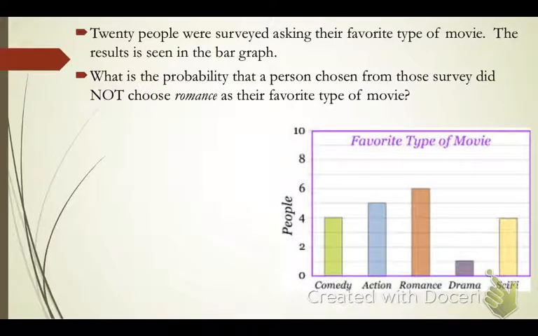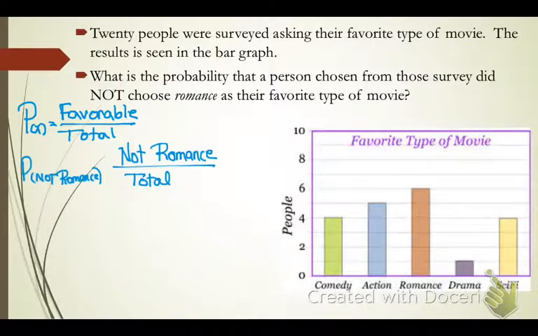Now, we have 20 people who were surveyed asking their favorite type of movie, and the results are shown in the bar graph. What is the probability that a person chosen from those surveyed did not choose romance as their favorite type of movie? Well, if you remember, probability is favorable, what you're looking for, over total amount of outcomes. And in this case, our favorable is people who did not choose romance.